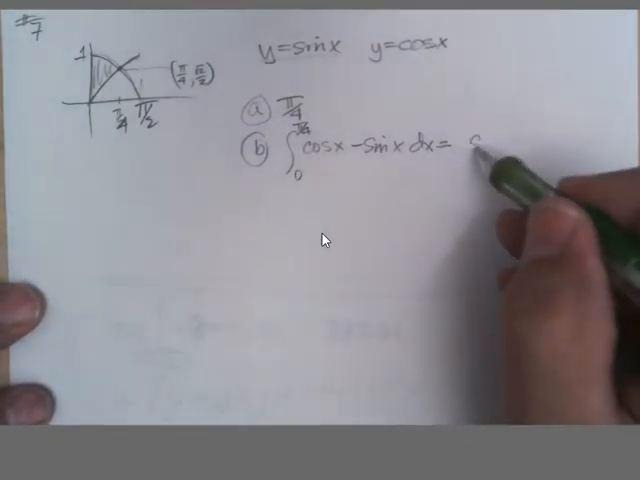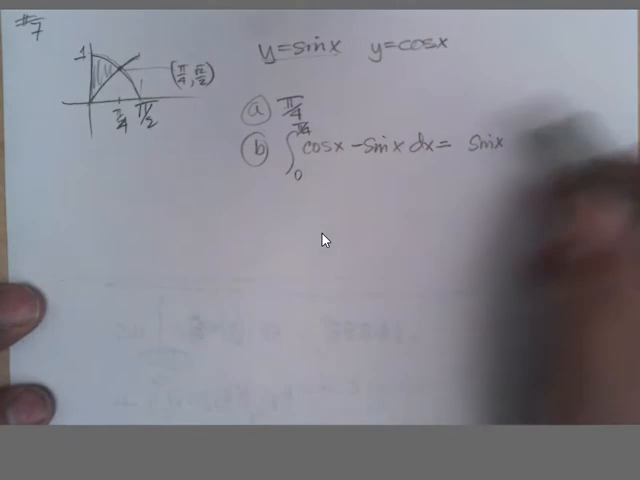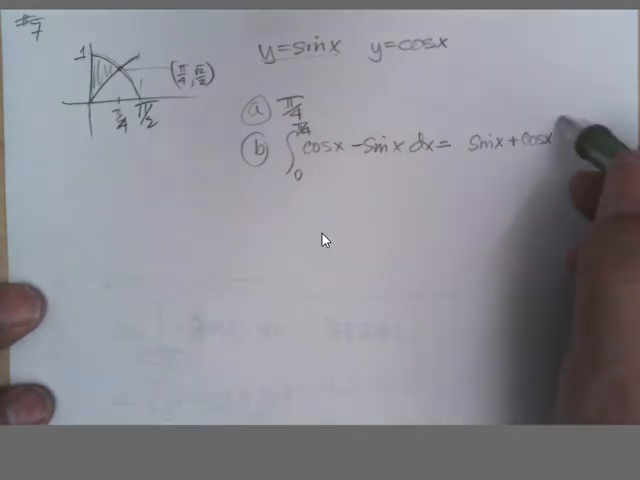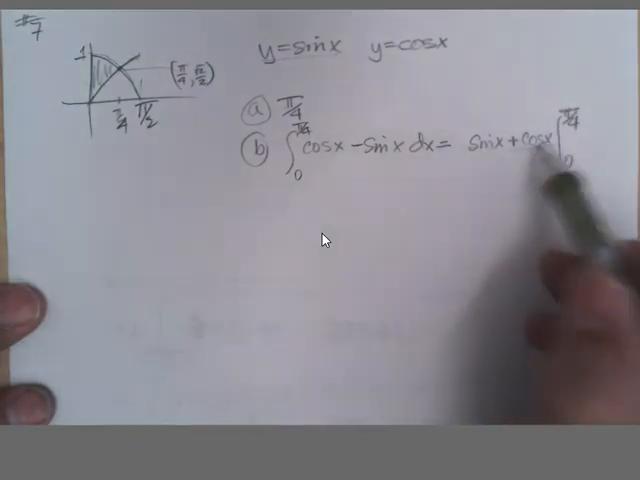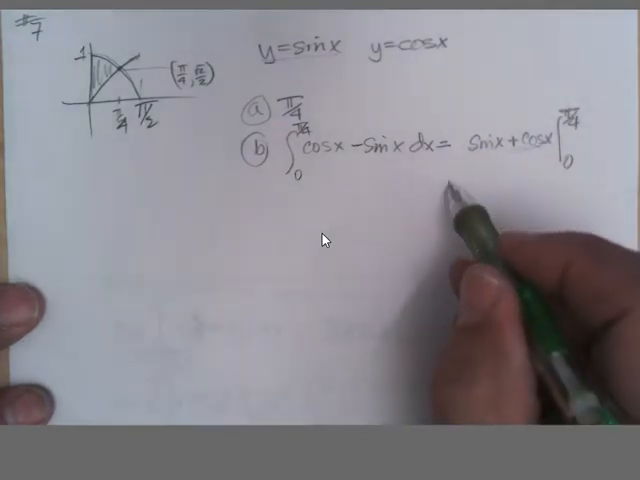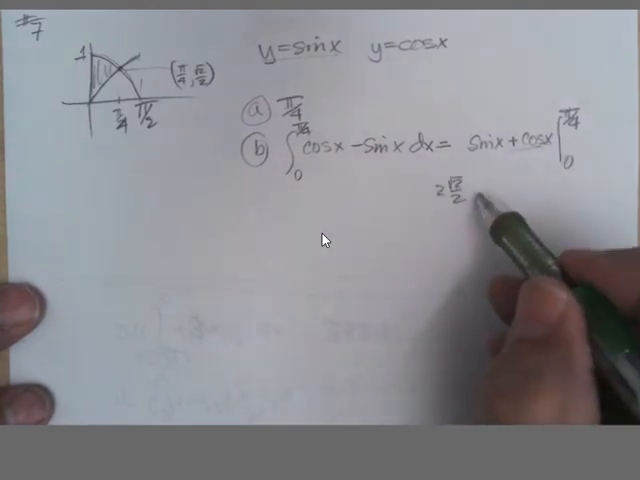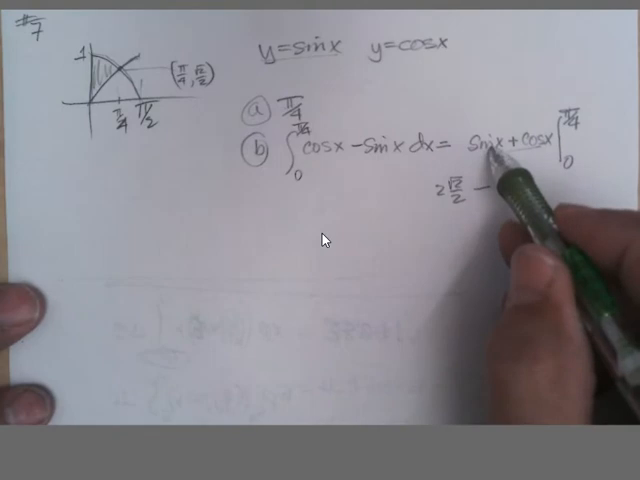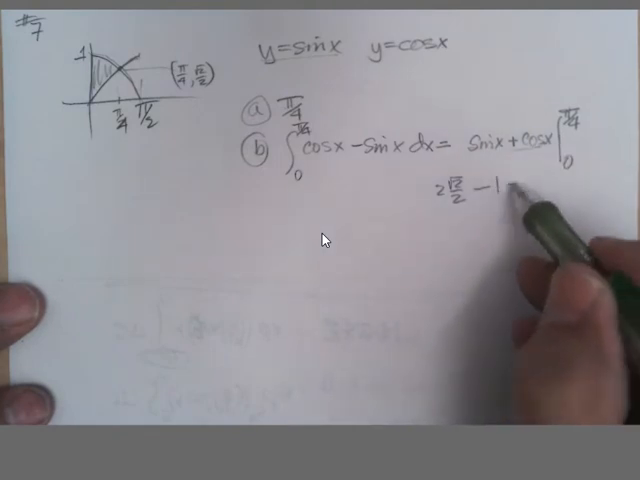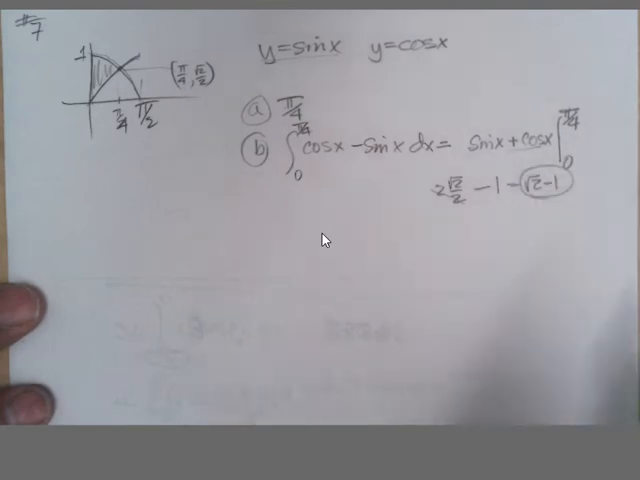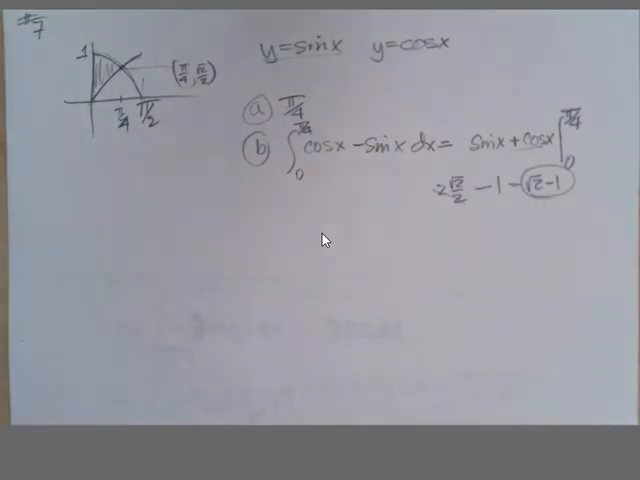Antiderivative of cosine is sine. Antiderivative of sine is negative cosine, so that turns into positive cosine x, evaluated from 0 to pi over 4. Put pi over 4 in, you get square root of 2 over 2 plus another square root of 2 over 2, minus putting in 0: sine of 0 is 0, cosine of 0 is 1. So we get square root of 2 minus 1. We did that problem earlier when we were first doing these areas between curves.